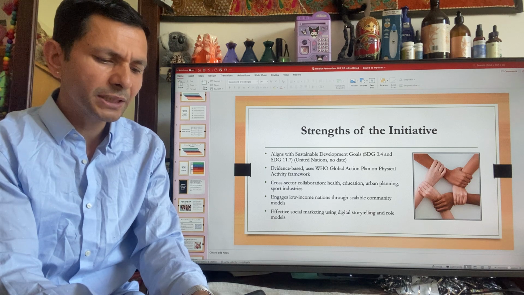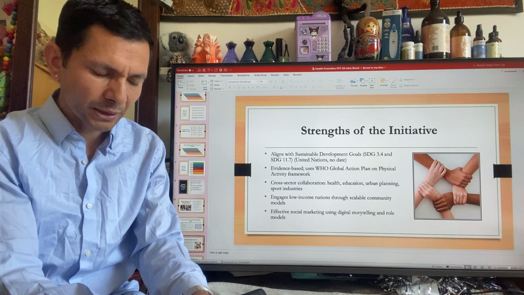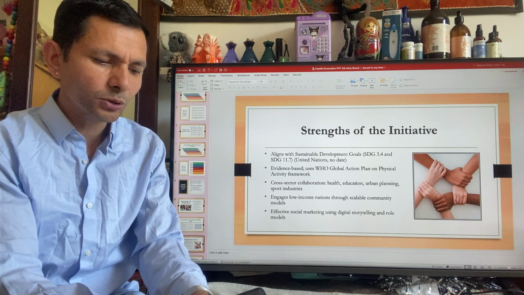It has been designed to be adaptable, which allows even low-income nations to implement community-based models. Finally, its digital storytelling strategy, featuring role models and relatable narratives, has proven highly effective at engaging a diverse global audience.